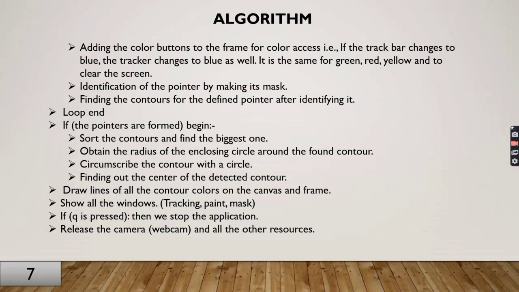Then we draw lines of all the contour colors on the canvas at the frame, and then we display all the windows, that is the tracking window, the paint window, as well as the mask window. Here the mask window is not required. In order to stop or exit the application, we designed it in such a way that if the button Q is pressed, then the application exits, and at last all the resources and the camera are released.